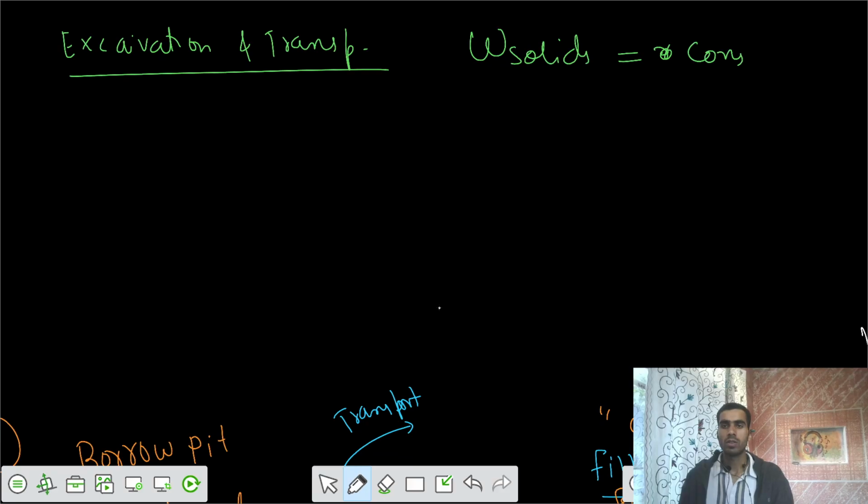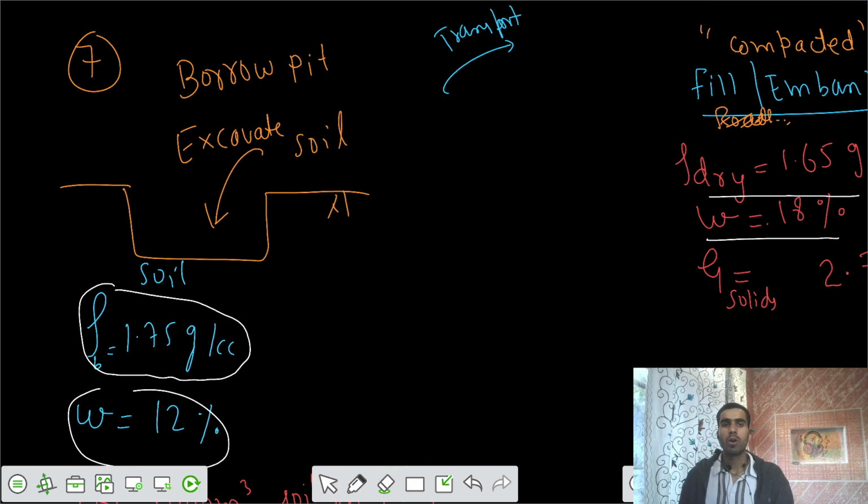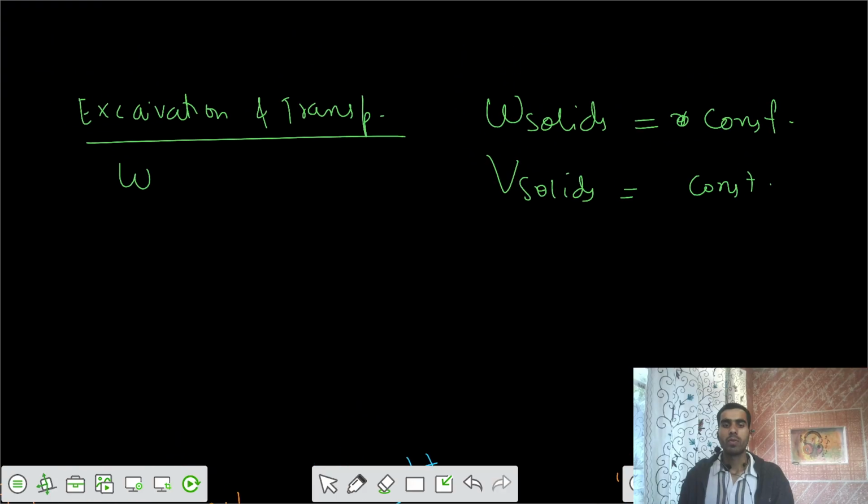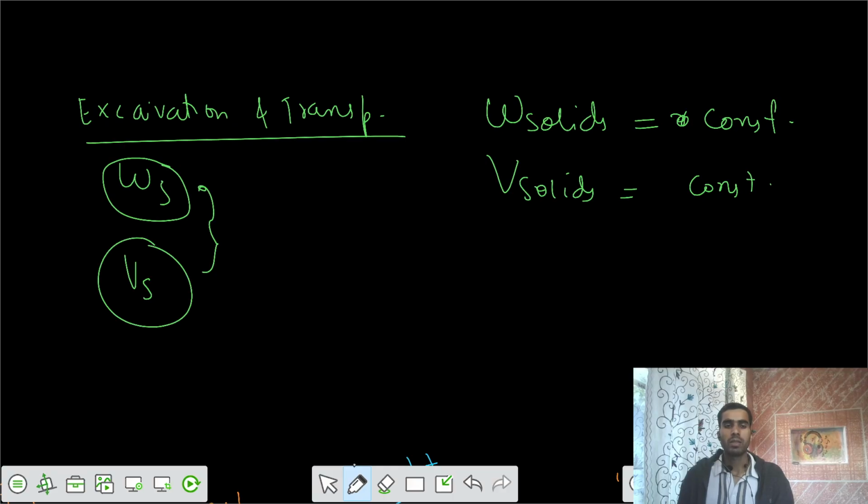This is constant, it is not going to change, and the total volume of solid is also going to remain constant. So we have to calculate those. We have to relate the two conditions, the borrow pit and the fill, because the weight of the solid is the same. So we are going to relate both the two sites by this weight of solids. Either we can relate it by weight of solids, or by volume of solids. So by these two parameters, we can relate the two sites.